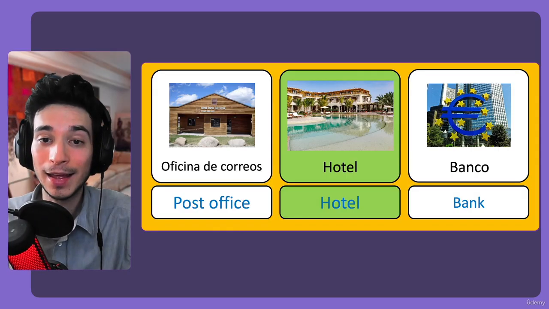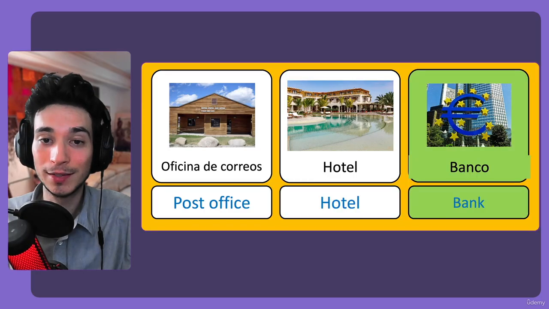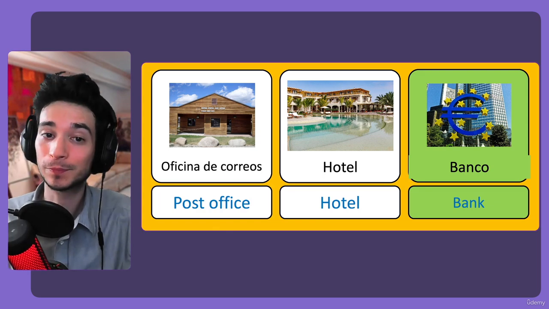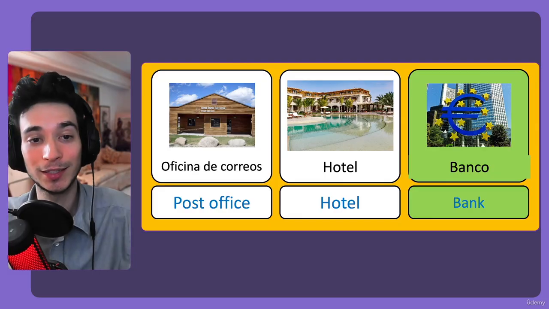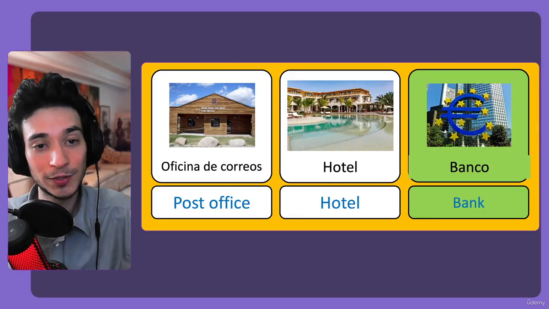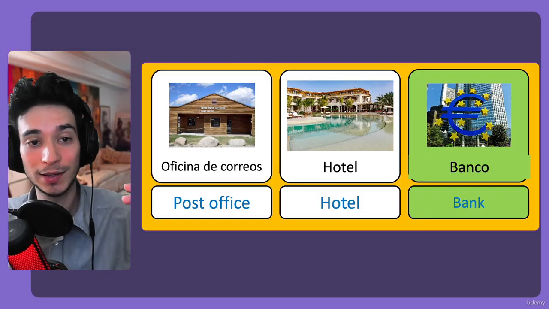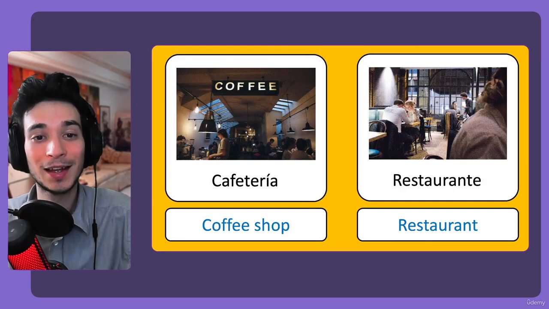Hotel. And the next one, banco, which means bank. Banco. Bank. So banco and hotel are similar to English, so it's easy to memorize. And oficina de correos, oficina means office, de correos of mail. So basically office of mail, mail office, post office.